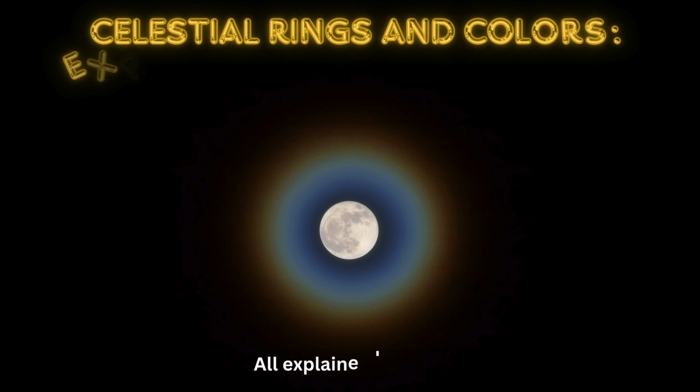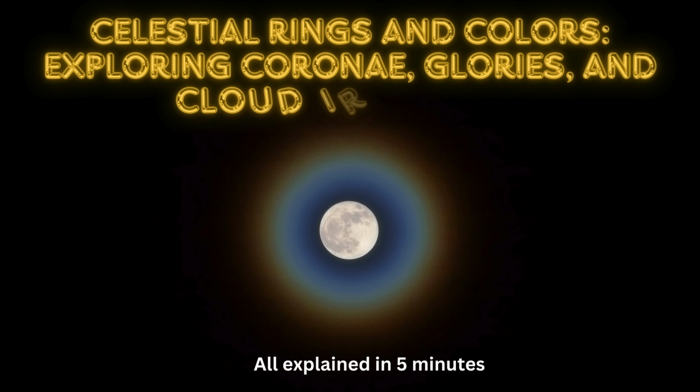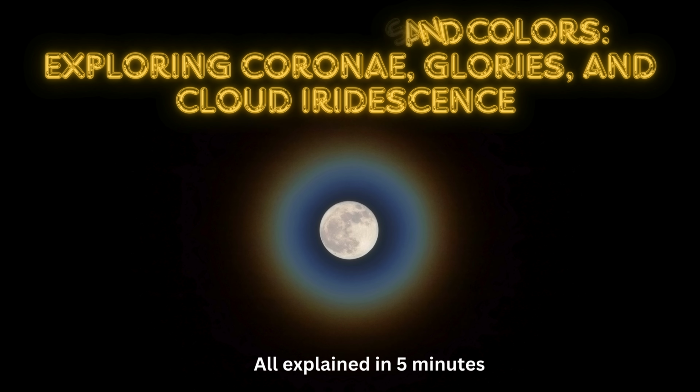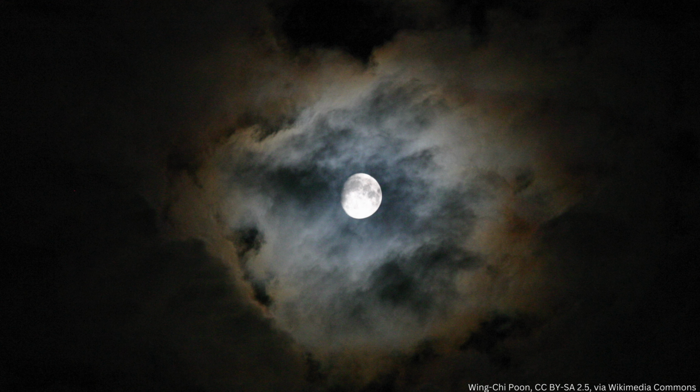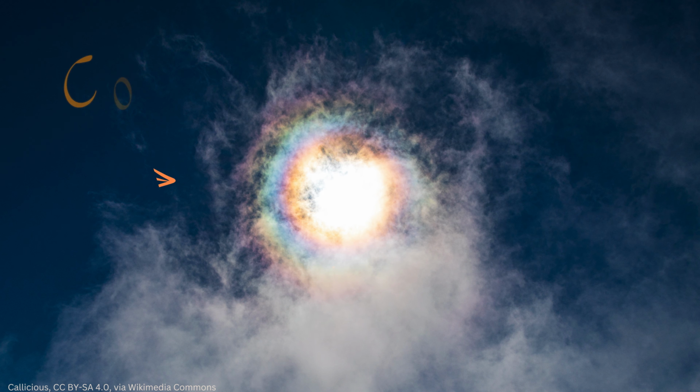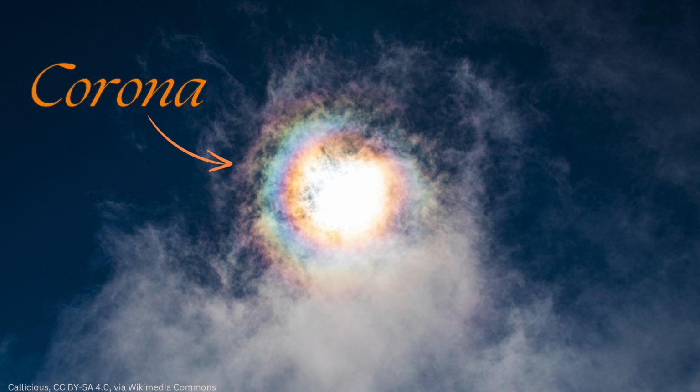Celestial rings and colors, exploring coronae, glories, and cloud iridescence. Welcome to the realm of celestial rings, where solar and lunar coronae create enchanting displays in the sky. Coronae are captivating atmospheric phenomena that occur when thin clouds partially veil the sun or moon. These ethereal displays of light and color can be observed when the conditions are just right.